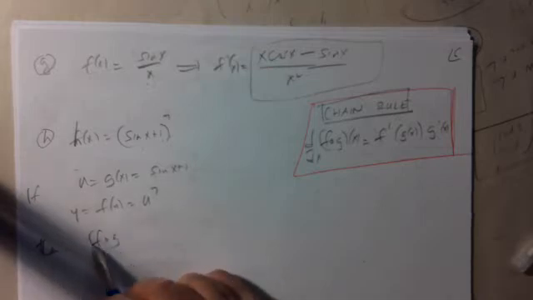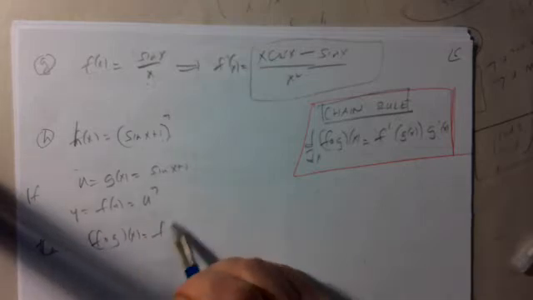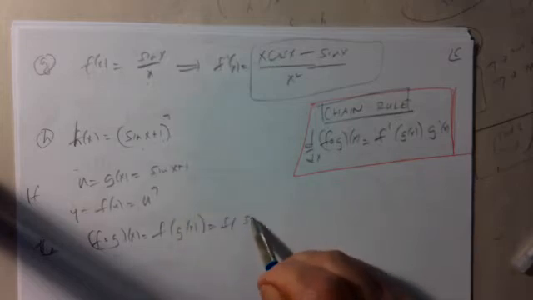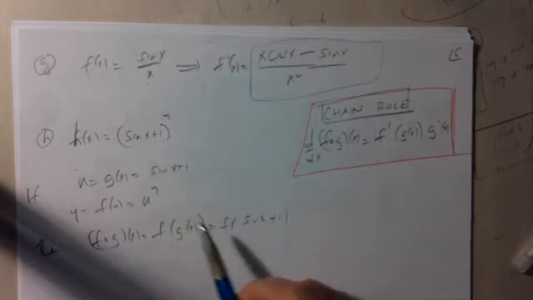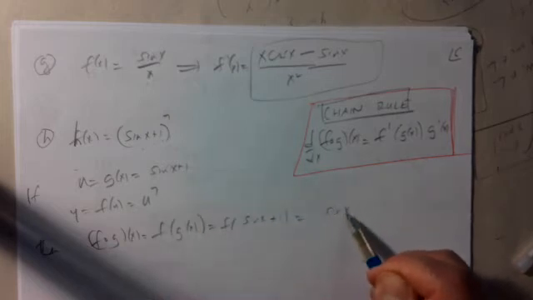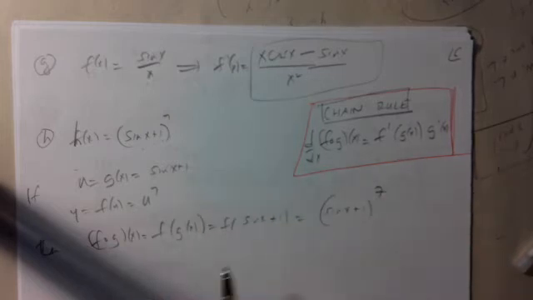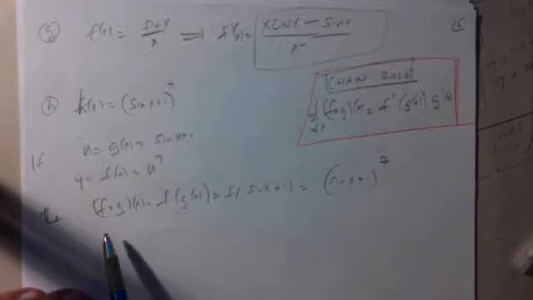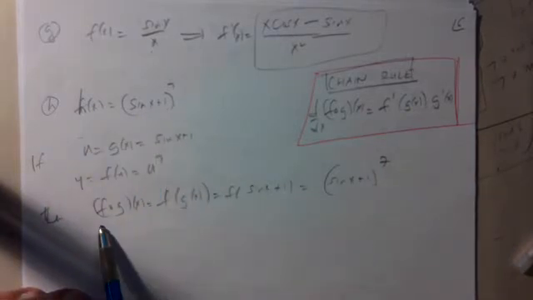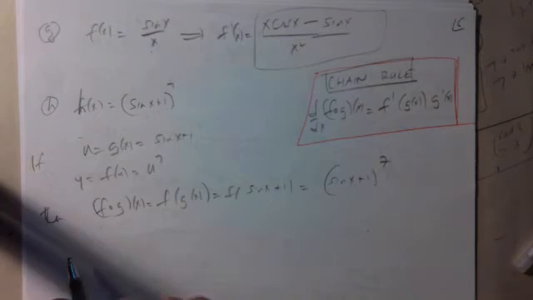f composed with g of x, this is f of g of x. This is f of sine of x plus 1, and f raises everything to the 7th power. This is sine of x plus 1 to the power 7. So this function is a composite function for these two functions f and g.